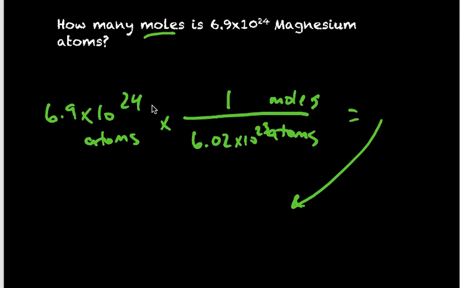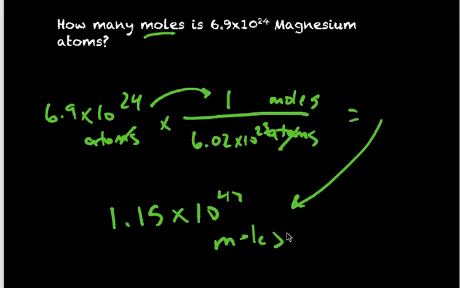You multiply 6.9 times 10 to the 24th to 1 mole. The atoms will cancel, and you divide 6.9 times 10 to the 24th by 6.02 times 10 to the 23rd. And that gives you an answer of 1.15 times 10 to the 1st moles. That's your answer.